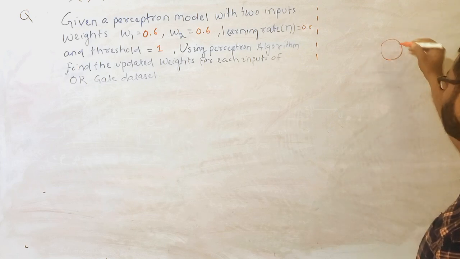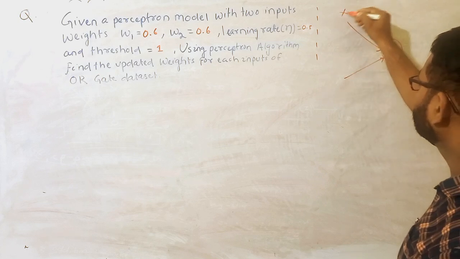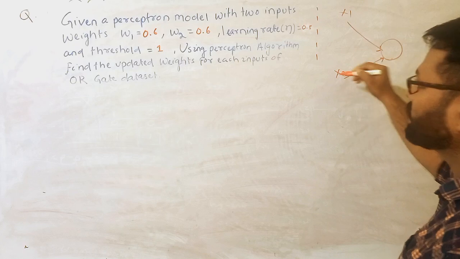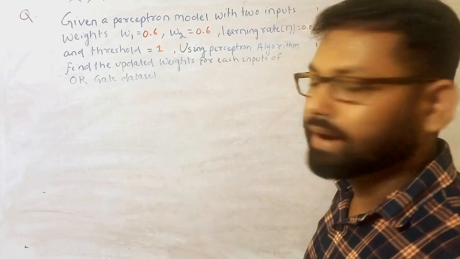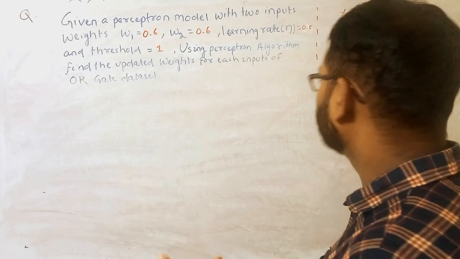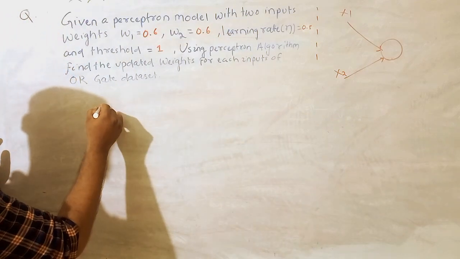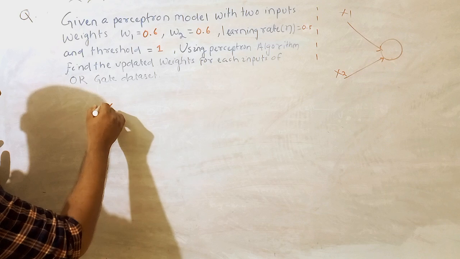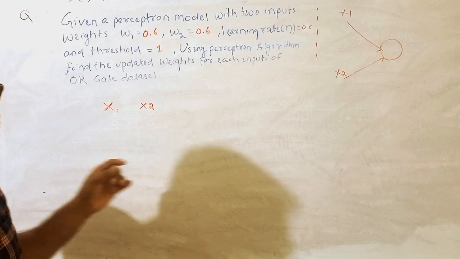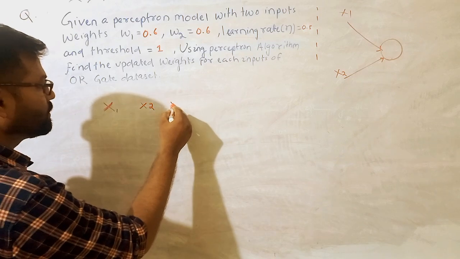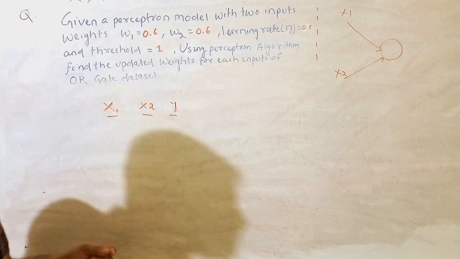Two inputs are coming, one is x1 and another is x2. Another thing is we have to prepare the OR gate dataset. The OR gate dataset is important. If I take the two inputs of the OR gate, this is x1 and x2. These are the two inputs, and y is the corresponding output. We have to maintain this in a tabular format.